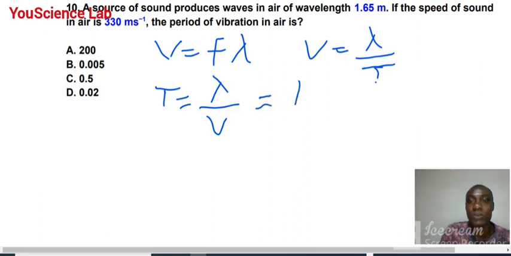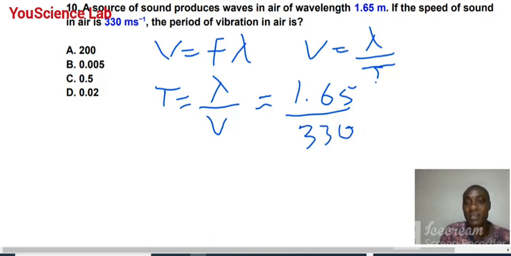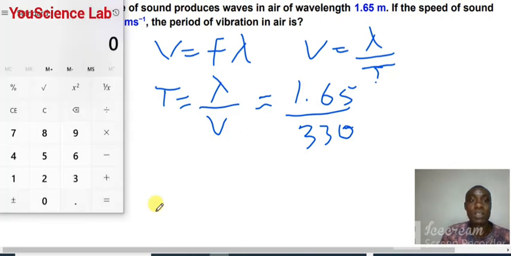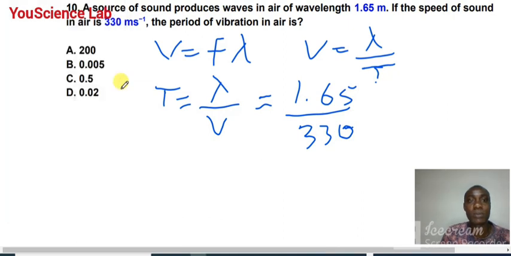So that's going to give us 1.65 divided by 330. To divide this, you can use your calculator if you so wish, or you can just divide it with the other method. So let me divide with the calculator. 1.65 divided by 330. That's going to be 0.05. So my result is option B. So let's move to the next question.